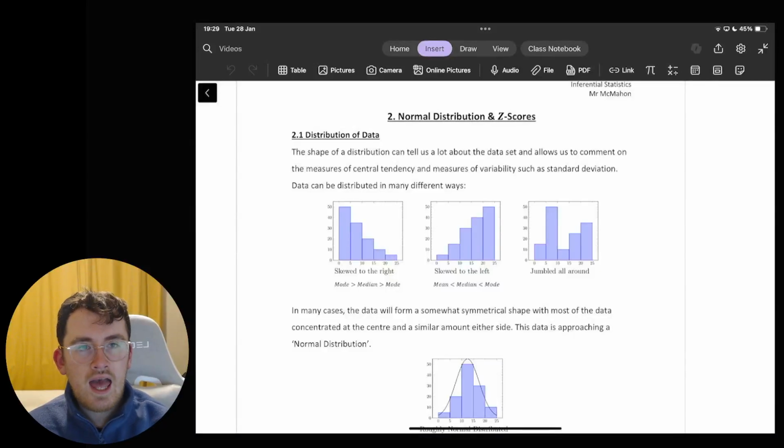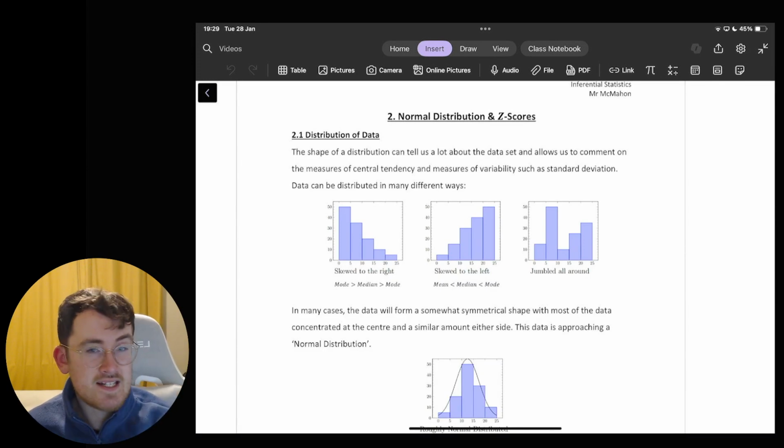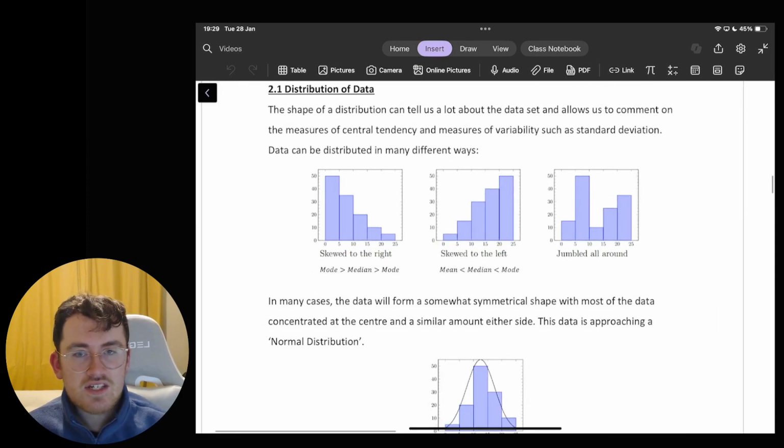Okay, so we're going to look at a particular type of distribution in statistics and probability, and it's called a normal distribution. In order to build up to that idea, it's important to look at just what we even mean by the distribution of data, generally, in terms of statistics. And this is what we have in the first instance here.